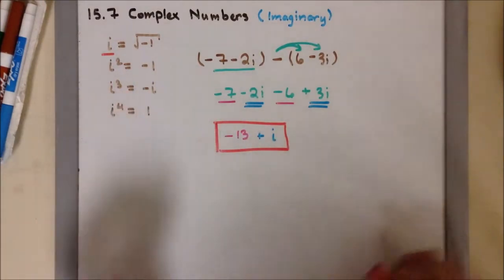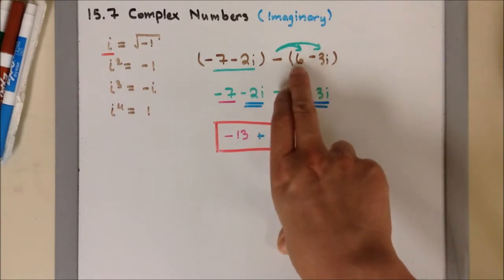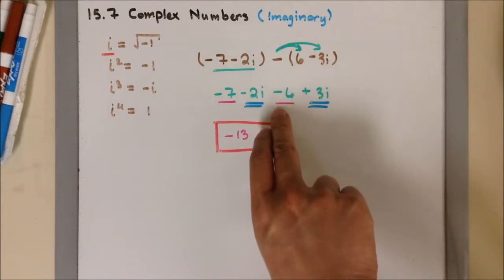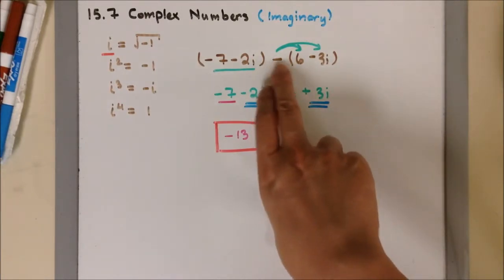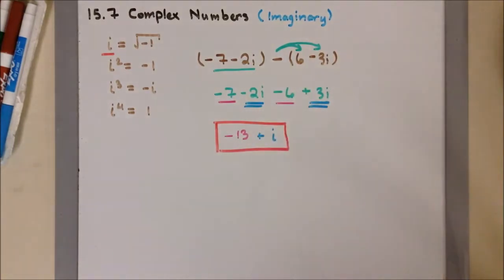So what's different with this example is that when we distribute our minus, usually it's going to change the sign on the inside. So minus to the positive 6, minus 6. The minus to the negative 3i, plus 3i. So be very careful with the minus, or subtraction of complex numbers.